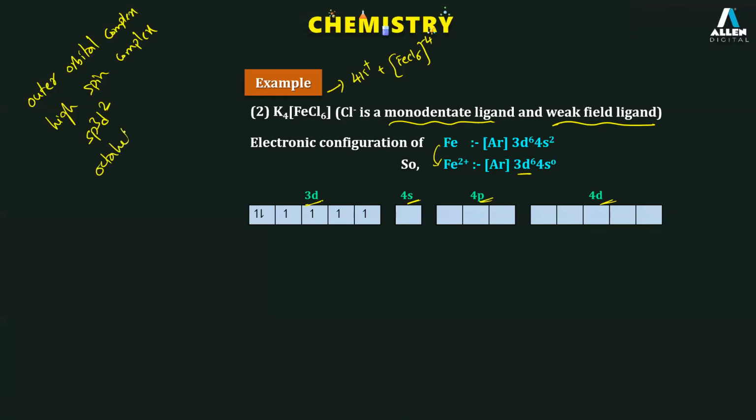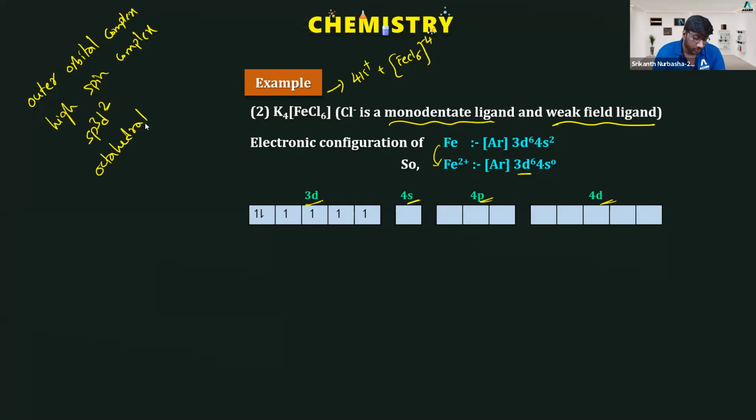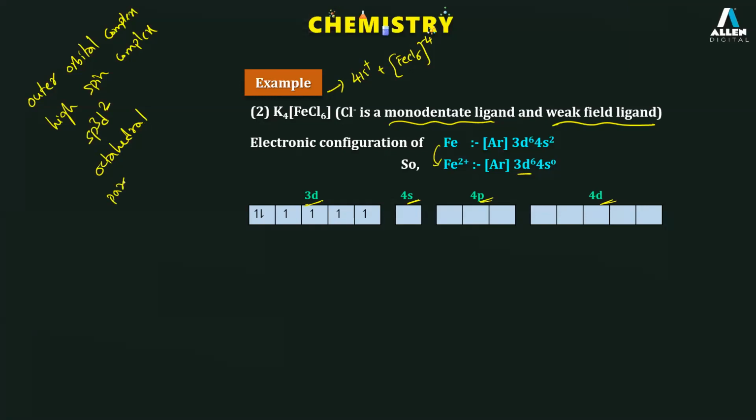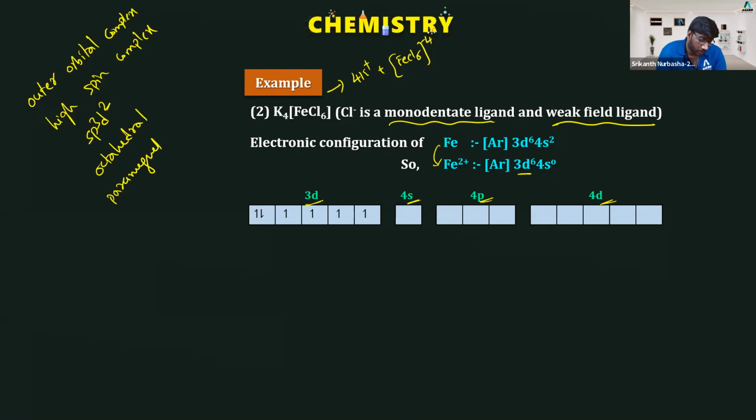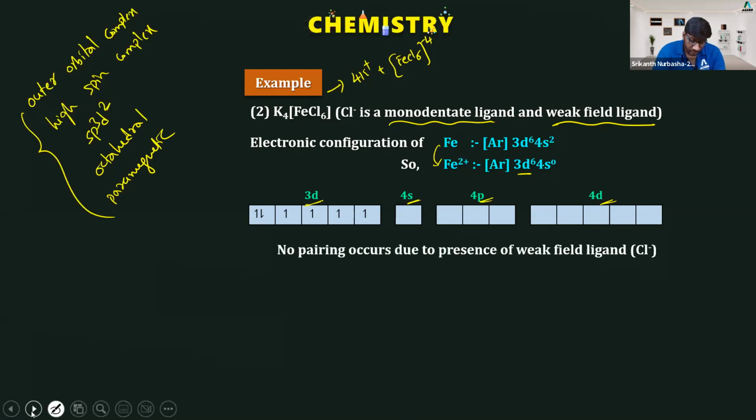Octahedral. What about magnetic nature? Paramagnetic. Very good, all of you. So it is going to be an outer orbital complex, high spin complex, sp3d2, octahedral, and paramagnetic.